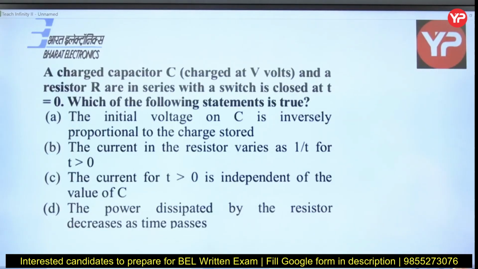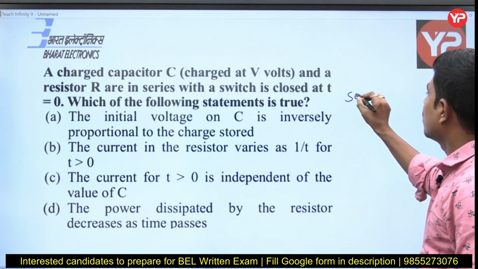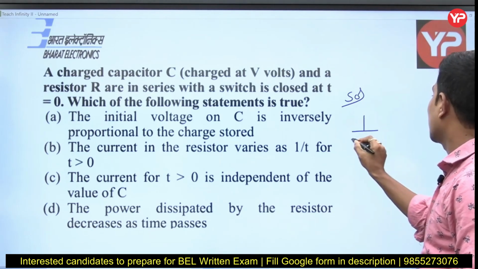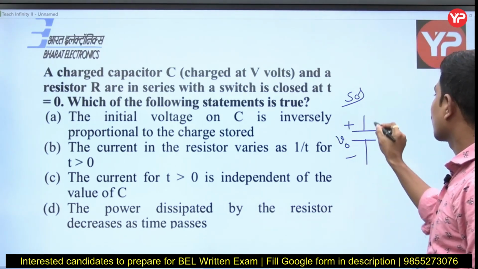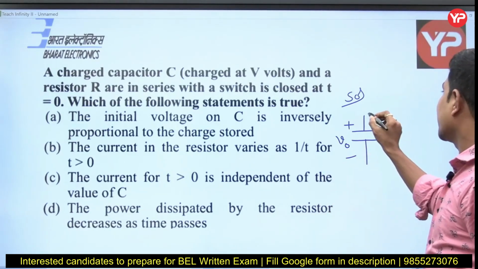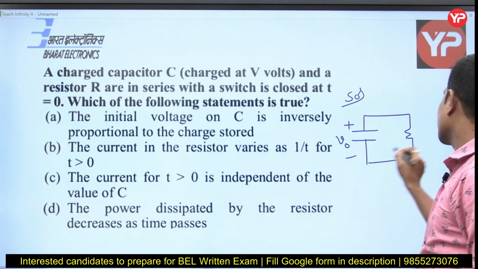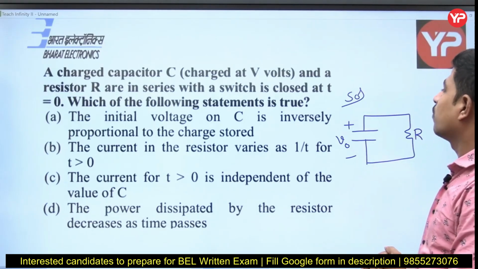A charged capacitor charged at V volts and a resistor R are in series, and a switch is closed at t is equal to 0. Which of the following statements is true? He is saying a charged capacitor. Yes, there is a capacitor which is already having some charge. Let's take it as small v naught. Voltage is there, obviously, right? Q is equal to CV, and it is connected in series with a resistance R, right? And the switch is closed at t is equal to 0. Which of the following statements is true?